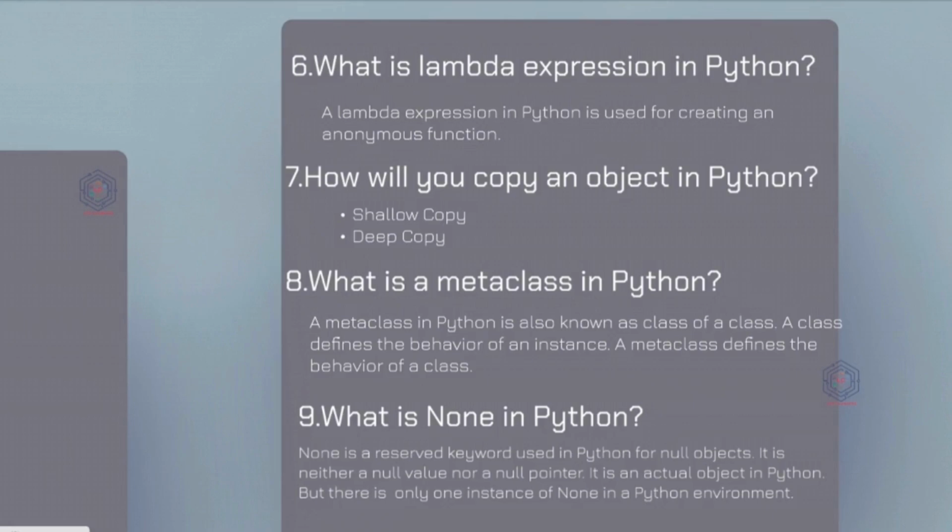Okay, so coming to the next question, what is a metaclass in Python? A metaclass in Python is also known as the class of a class. A class defines the behavior of an instance. A metaclass defines the behavior of a class. The most common metaclass in Python is type. We can subclass type to create our own metaclass. We can use a metaclass as a class factory to create different types of classes.